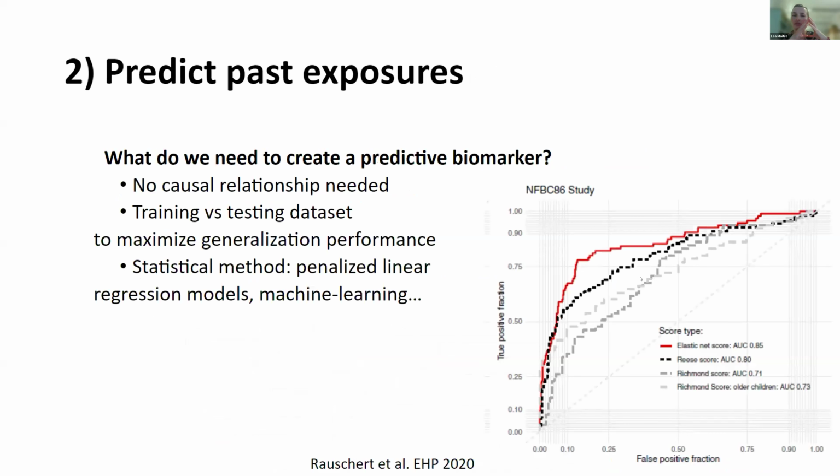And there are great examples now on how to create such predictive scores of biomarkers. And for this, we don't need a causal relationship. So this is a difference with the first objective of omics, to understand biological mechanism. Here we want causality, but in this second point, to just predict past exposure, we don't need strong biological understanding. And we're going to show several statistical methods to do this, from linear regression-based models to machine learning.